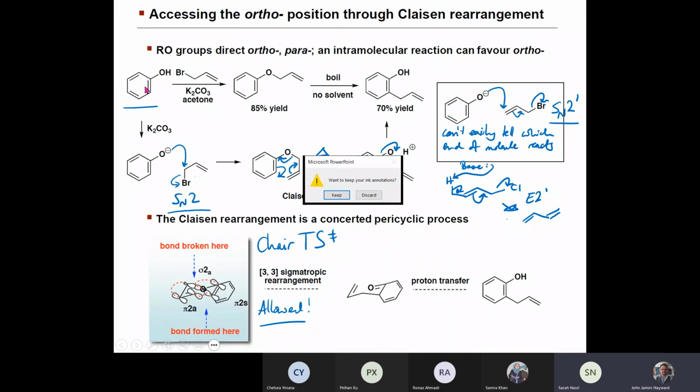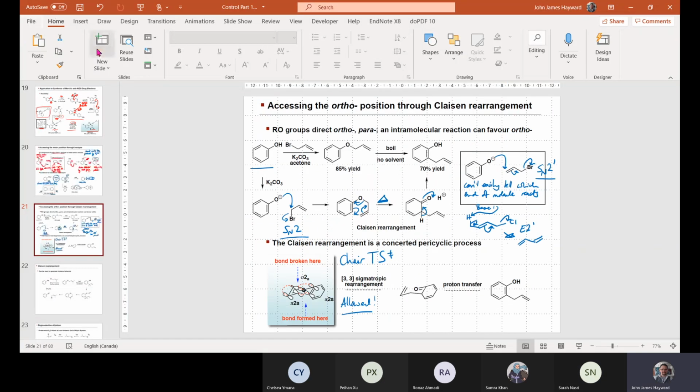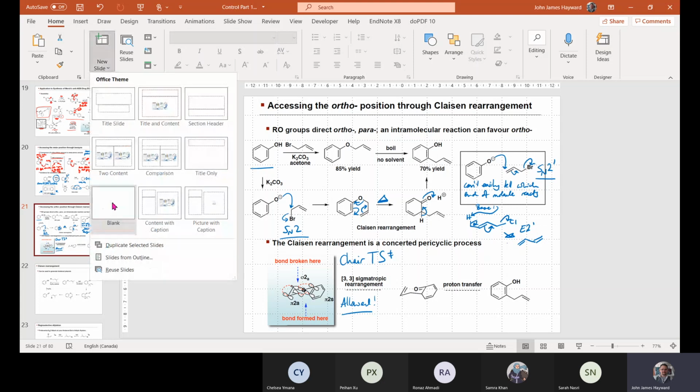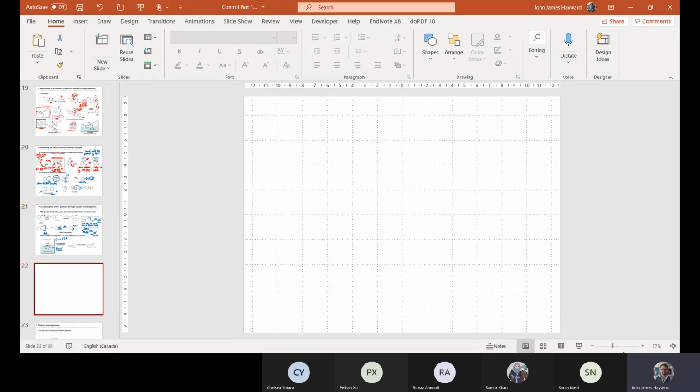Yeah, so I'm just going to, yes, I want to keep those. So if I just add in a new slide here, we can show, classically, we do a Diels-Alder reaction. And if I draw it like this, so 3 arrows, 1 step, I get my cyclohexene.